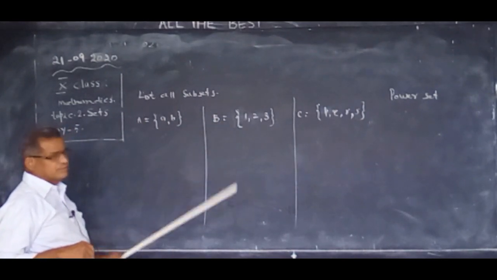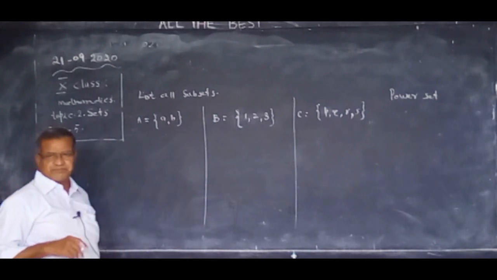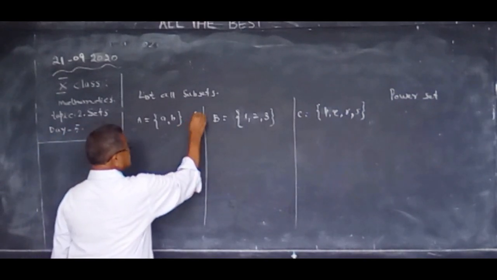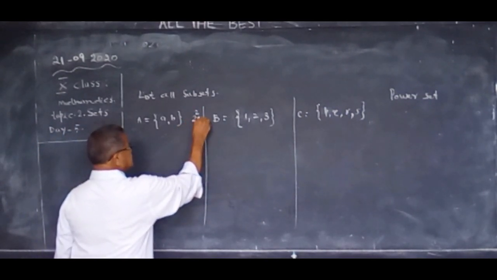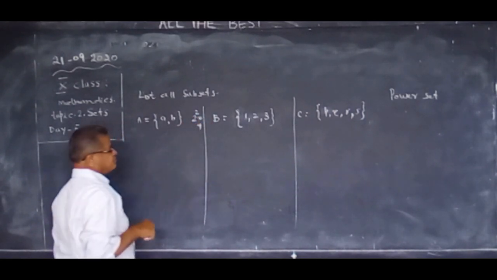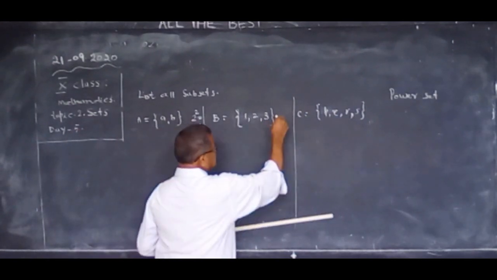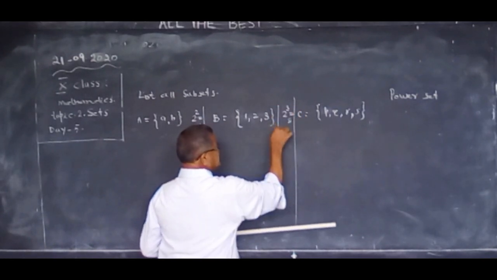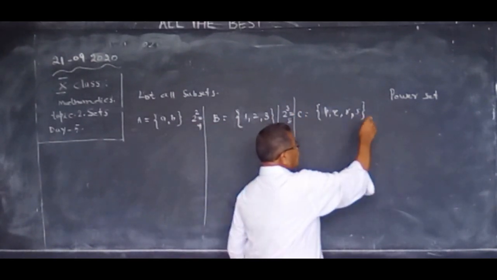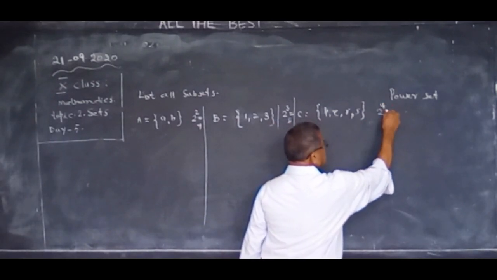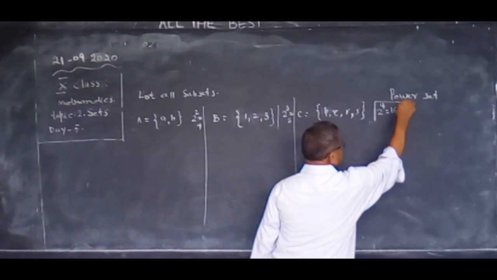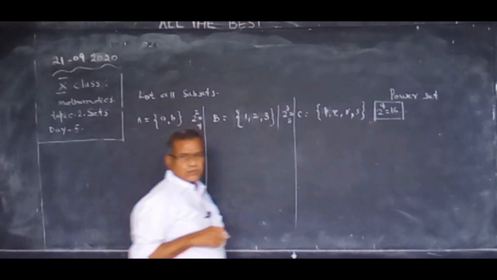List all subsets of the following sets. Here the number of elements is 2. So the total number of subsets is 2 squared, that is 4. Here the number of elements is 3. 2 cubed, that is 8. Here the number of elements is 4. 2 power 4, that is 16. How to write 16 subsets, I will show one by one.